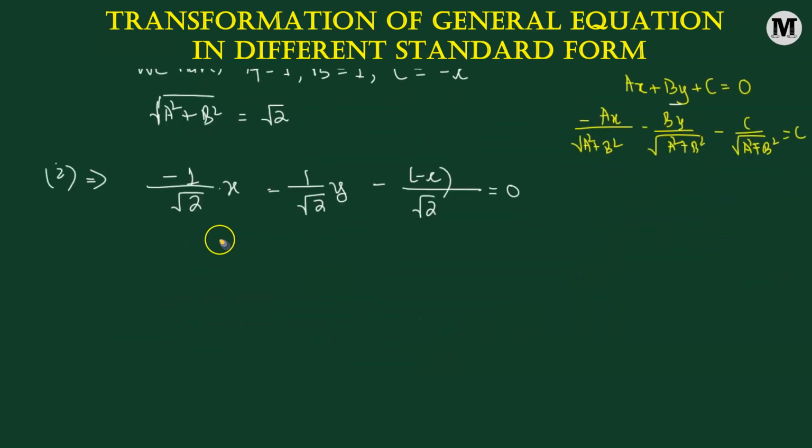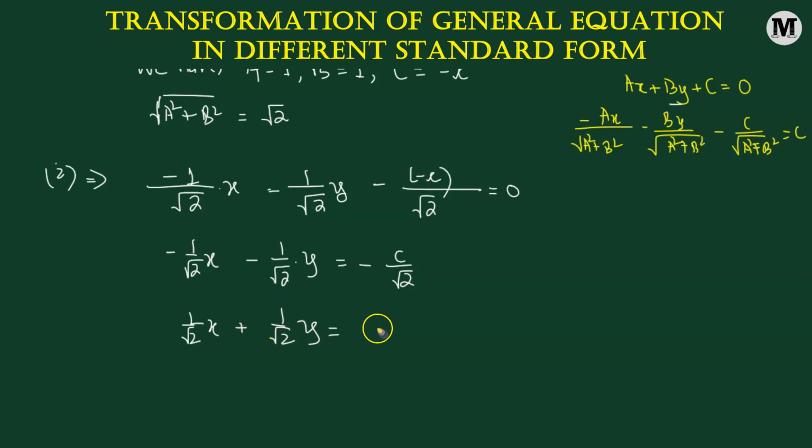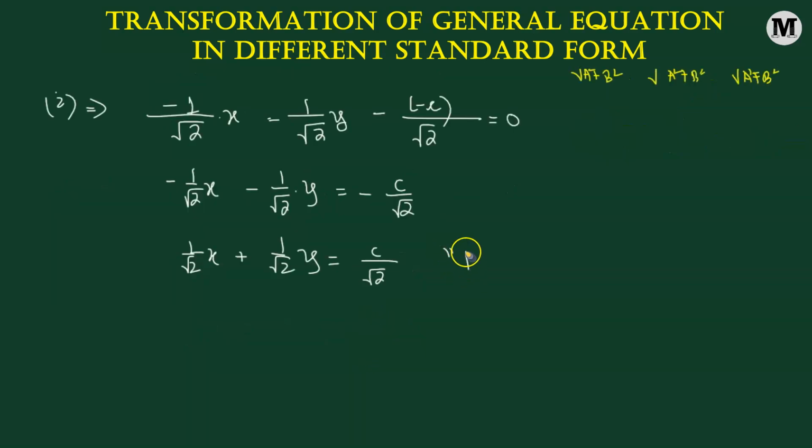Okay, so let's simplify it from here. So we have 1 over square root of 2 times x minus 1 over square root of 2 times y, which becomes equal to -c over square root of 2. Let's multiply throughout with -1. So we get 1 over square root of 2 times x added to 1 over square root of 2 times y equals c over square root of 2. So we have successfully converted the given equation into the normal form of the line.